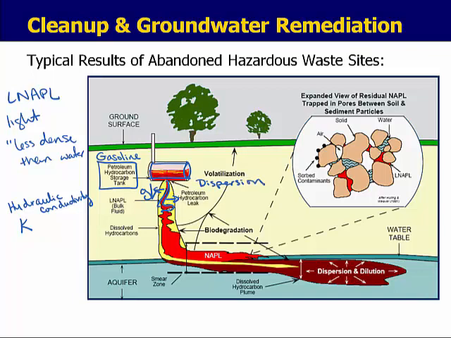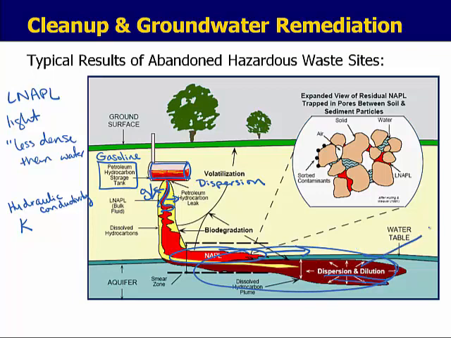As that light, non-aqueous phase liquid moves down, it will eventually hit the water table, at which point, because it is not miscible with water and because it's less dense, it will pool on the surface of the water table and be moved with the hydraulic conductivity of that water table. Now, because every compound has some small solubility with water, even though it's not completely miscible, you will have a lesser concentrated plume that enters the water table caused by dispersion and dilution.